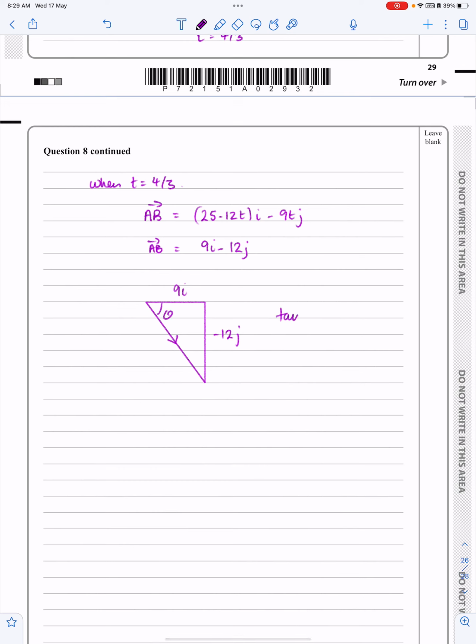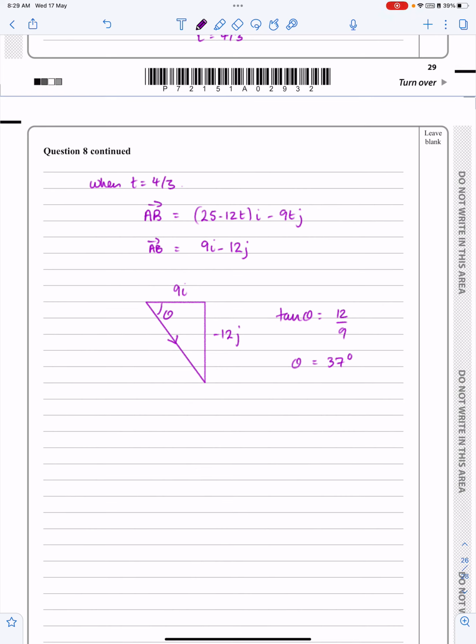Tan theta is just opposite over adjacent. Don't worry about the negative. I'm only interested in the acute angle there. Don't get confused with anything. Don't care about the signs of these things. I just want what theta is going to be. So theta works out to be equal to 37 degrees.